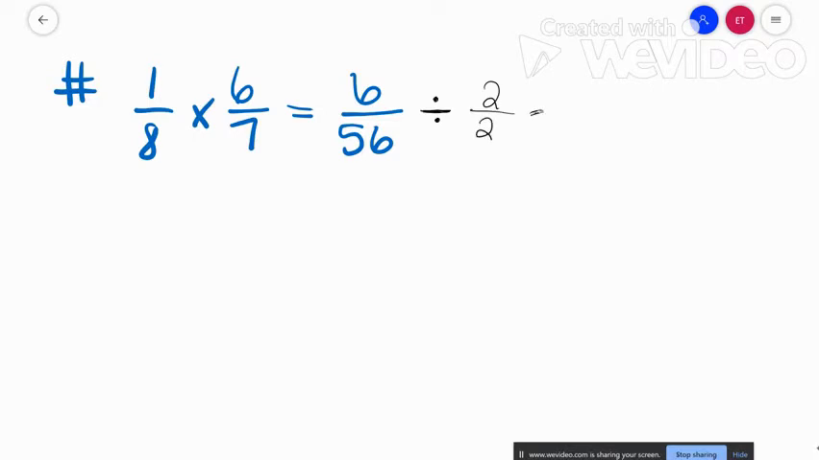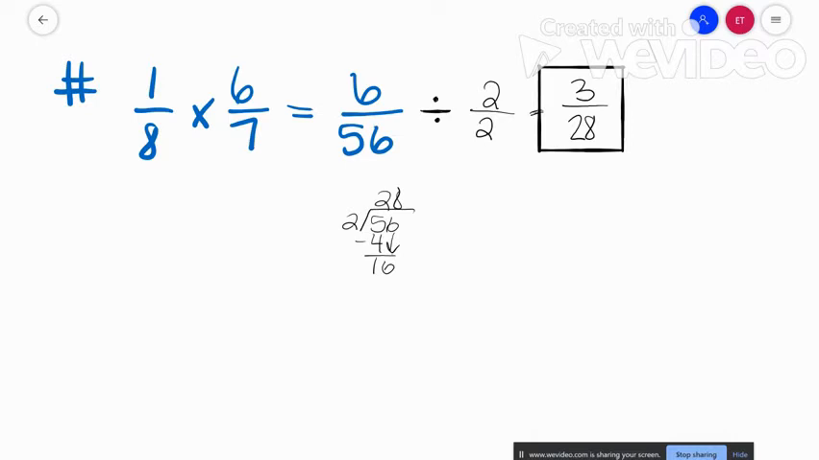6 divided by 2 is 3, and 56 divided by 2 is 28. So my answer was 3/28. Okay.